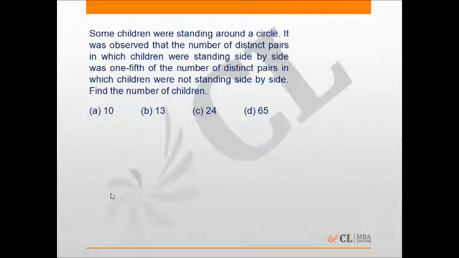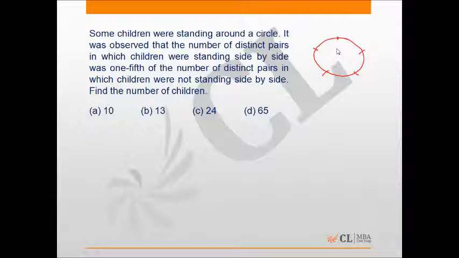This question says some children are standing around a circle. It was observed that the number of distinct pairs in which the children were standing side by side was 1/5 of the number of distinct pairs in which the children were not standing side by side. So let's say we take a general case of 5 students, right? So there are 5 children, right?